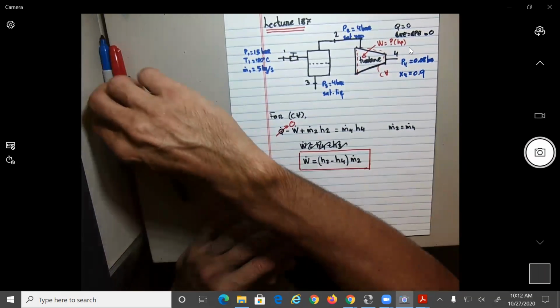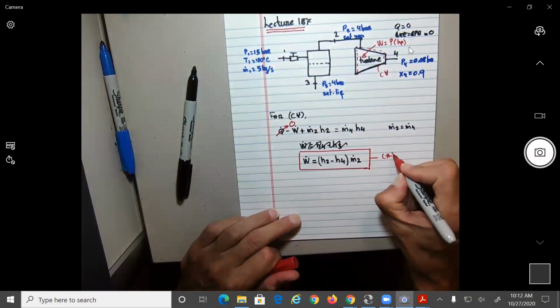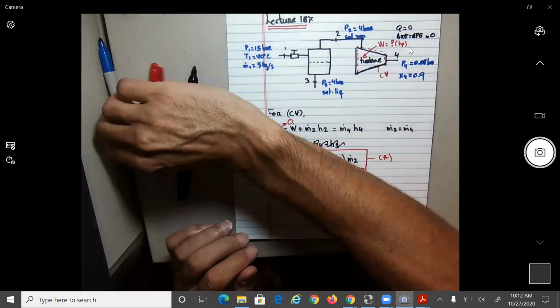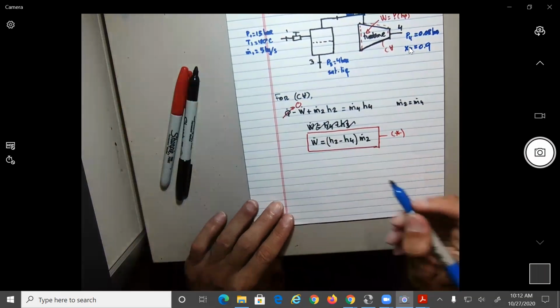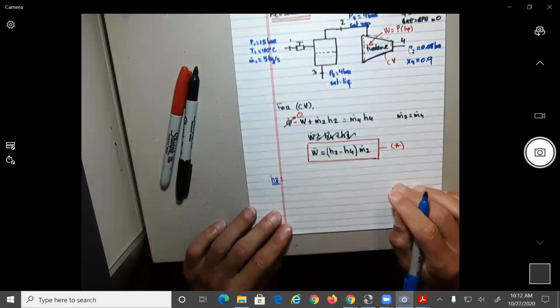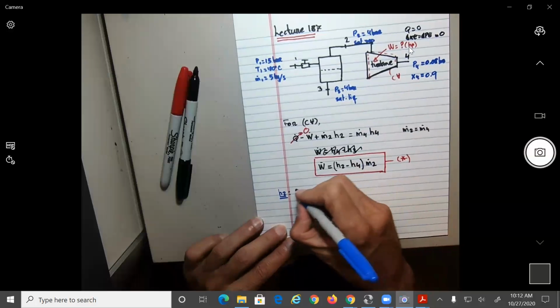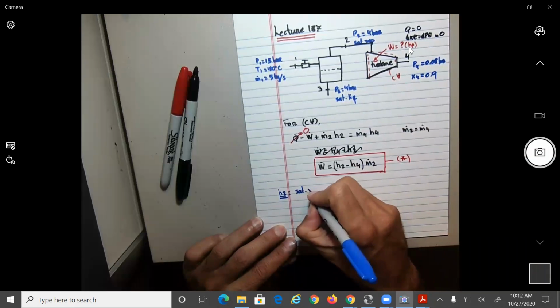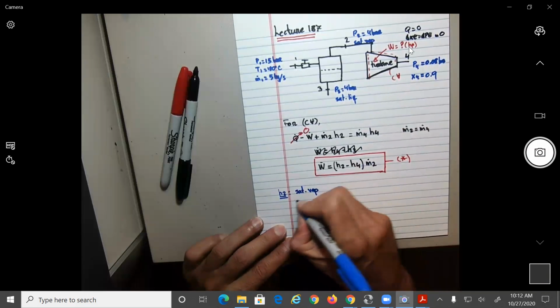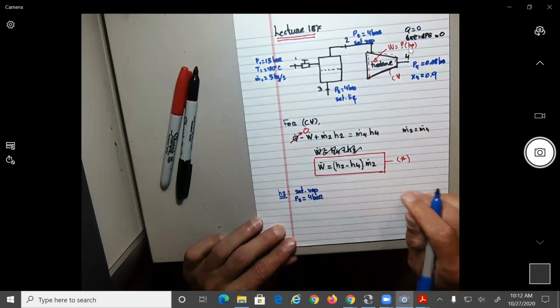Okay. So this is really the equation we need to solve. Out of this equation, let's see what we can find quickly. Can we find, let's say, H2 pretty quickly? What do we know? Do we know two things about point 2? We know it's saturated vapor, and we also know that P2 is equal to 4 bar, no?